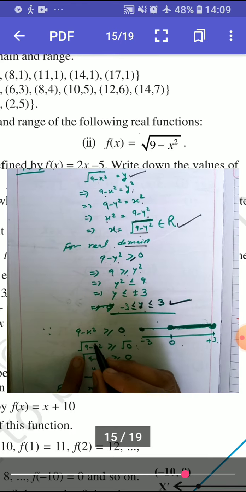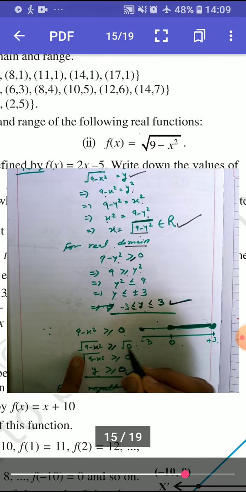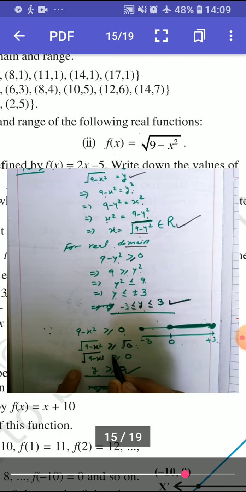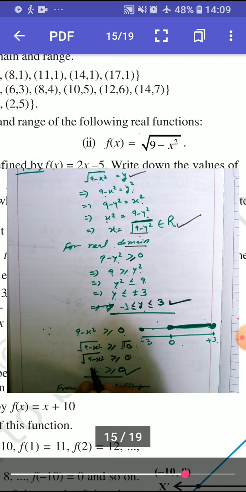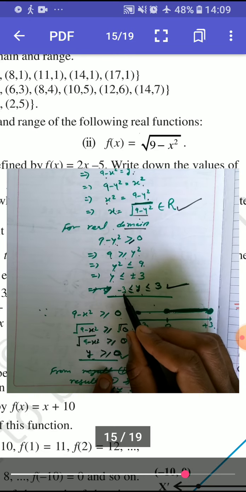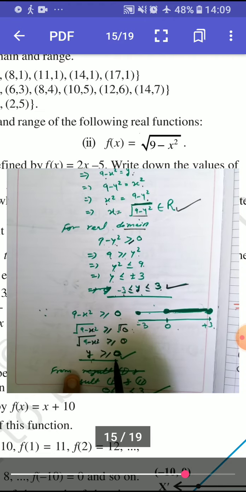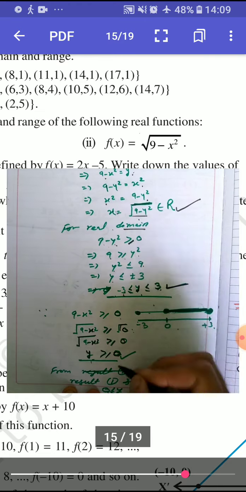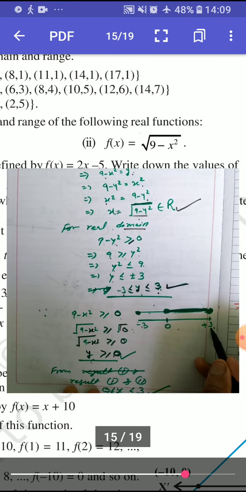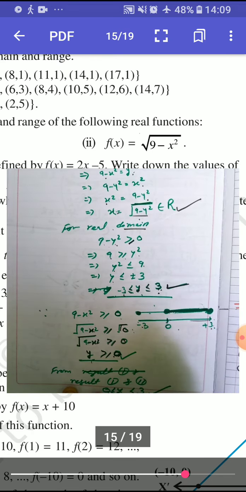So square root of 9 minus x square will always be greater than or equal to 0, which means y is greater than or equal to 0. Y is greater than or equal to minus 3 and less than or equal to 3, and y is greater than or equal to 0. Then the combined result of this and this, minus 3 to plus 3 and 0 to infinity, will be 0 to 3.